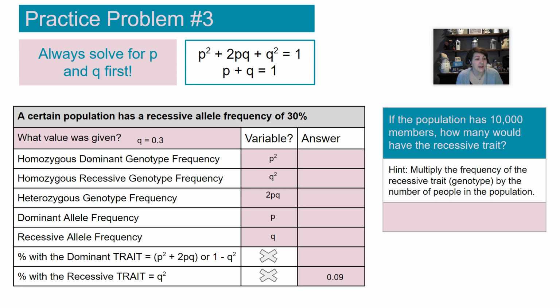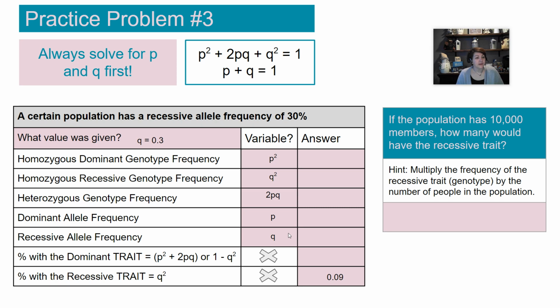So the homozygous dominant genotype, that would be P squared. The recessive genotype is Q squared. The heterozygous genotype is 2PQ. Notice if it's a genotype, it always has a 2 in it because there are 2 letters in a genotype. And then the allele frequency, the dominant is P, the recessive is Q.